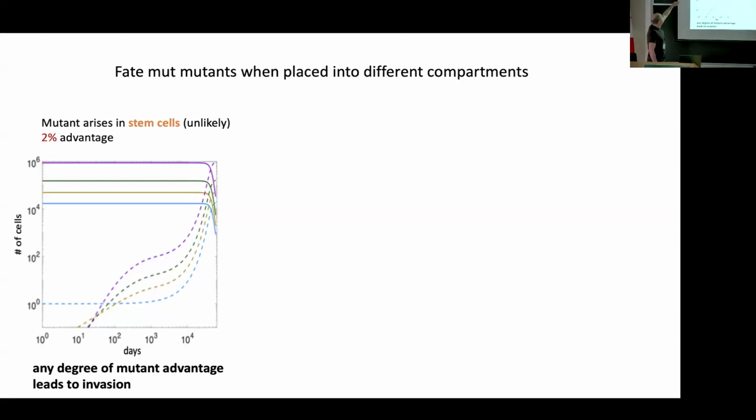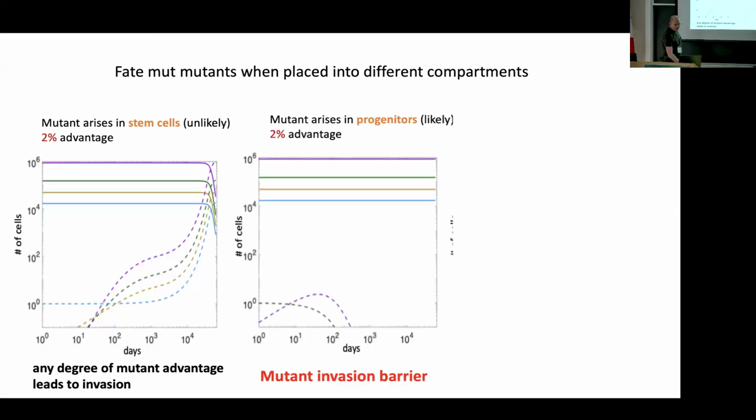So here is putting the mutant in the long-term stem cell compartment, which is unlikely, but if you do place them there, as long as these cells have any advantage at all, no matter how minuscule, the mutant cells will rise and will eventually go to very large values and take over. Of course, here this takes a very long time, longer than the lifespan of the mouse, because these cells divide very rarely. But the takeaway is that any advantage will lead to invasion here.